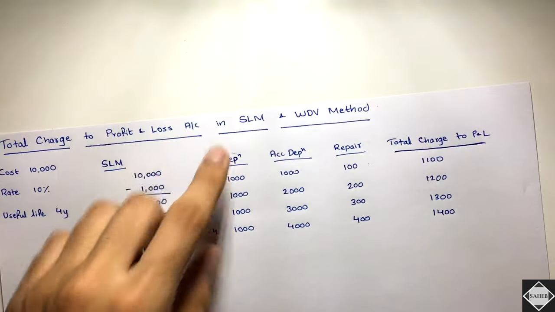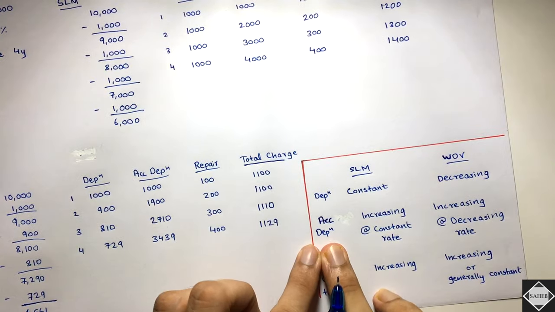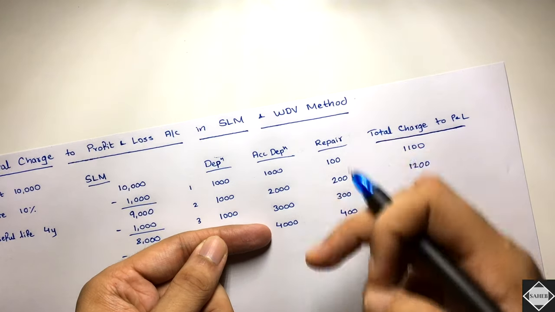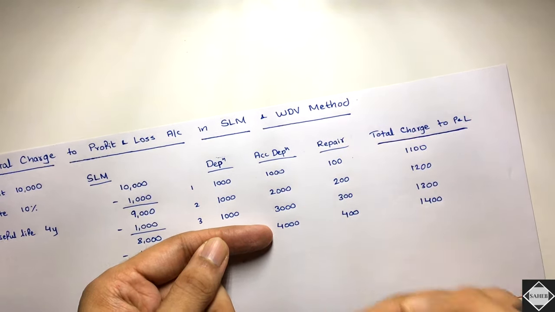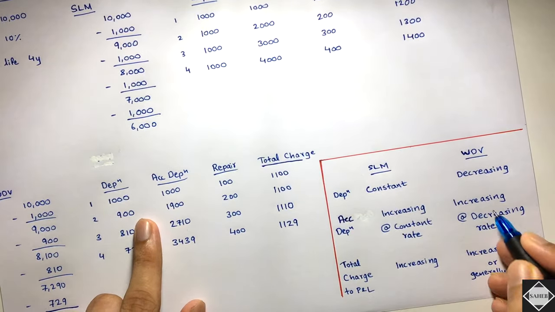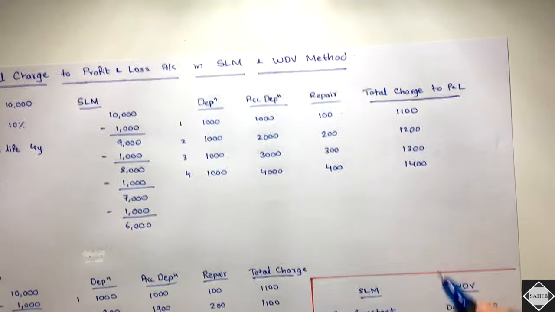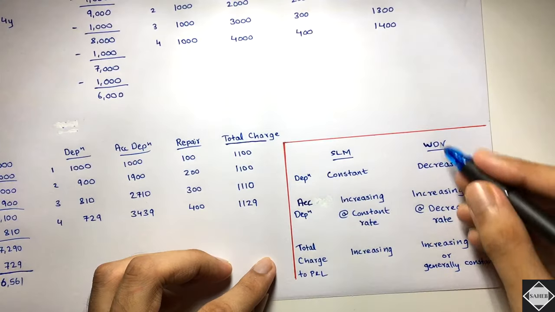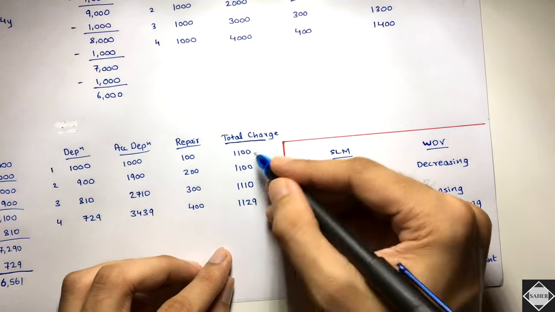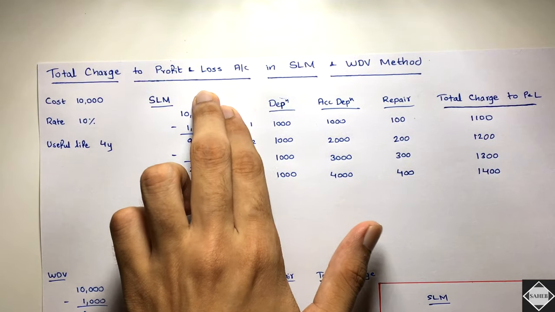Okay, so this is the summary. Depreciation in SLM is constant, the same every year, but in WDV it's decreasing year by year. Accumulated depreciation is increasing at a constant rate in SLM. Every time it's increasing by the same amount, 1000, 2000, 3000, 4000. The difference between each of them is 1000. But in WDV it is increasing at a decreasing rate. I already explained that to you. Total charge to P&L in SLM is increasing, but in WDV total charge to profit and loss is increasing or generally constant. Is that clear?